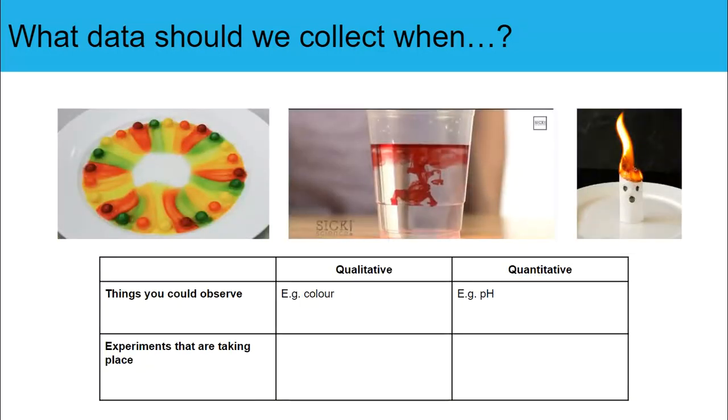So we can see here these 3 different experiments. So I want you to note down in this table in your document what are the qualitative things we could observe from each of these different experiments, and then the quantitative observations on the right. And then I want us to think about different experiments that we might have conducted in the science classroom and what qualitative and quantitative data we have collected then. So pause the video now to complete this activity.